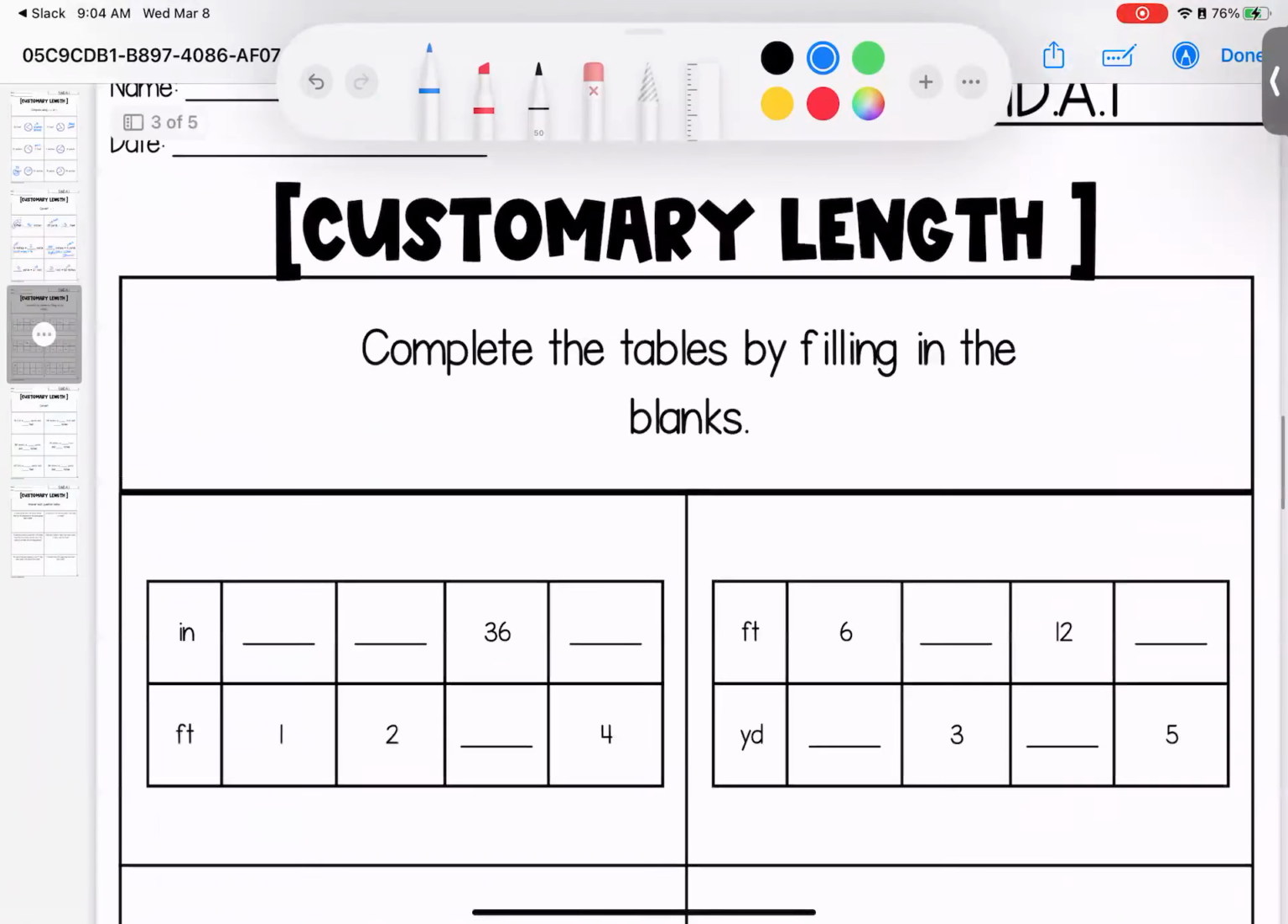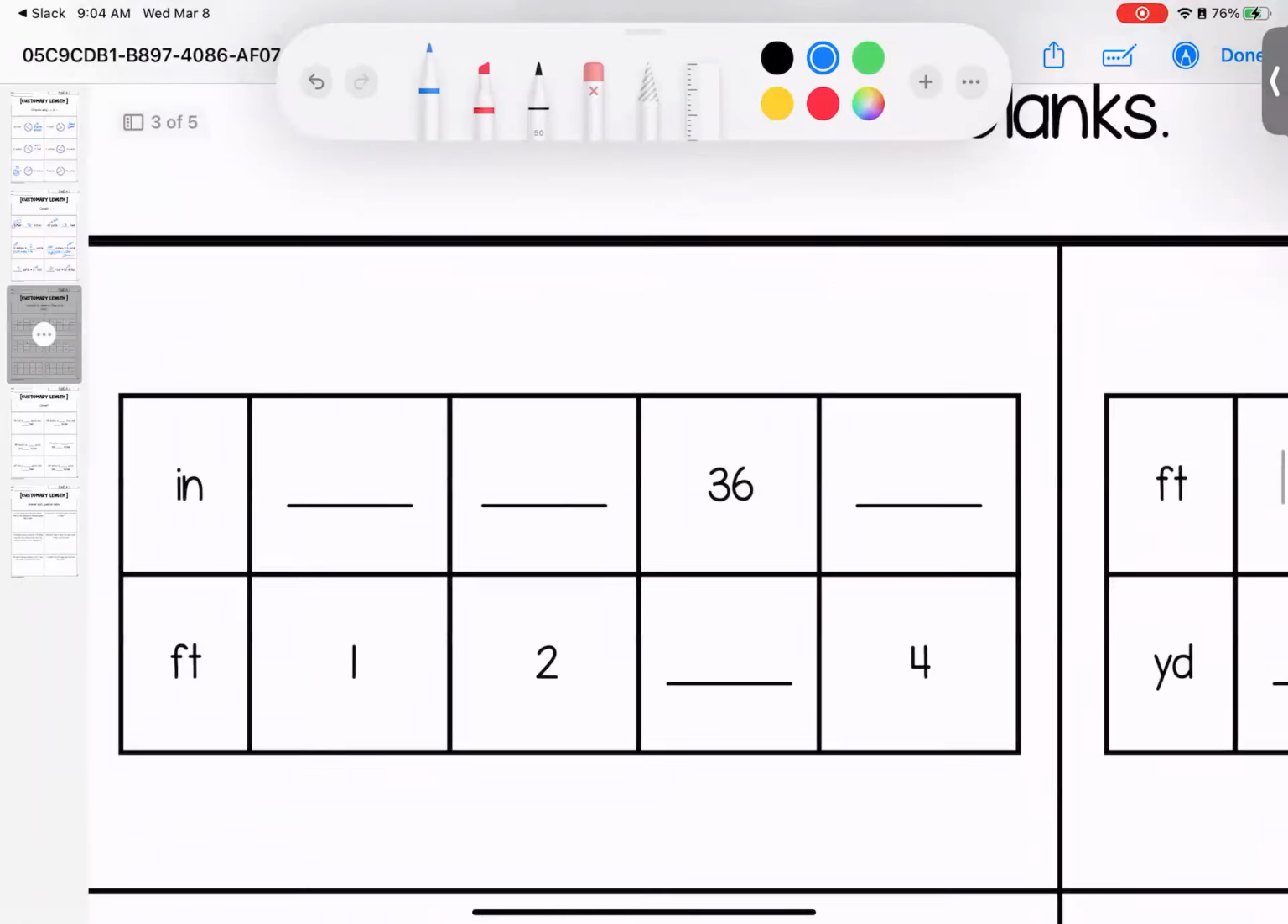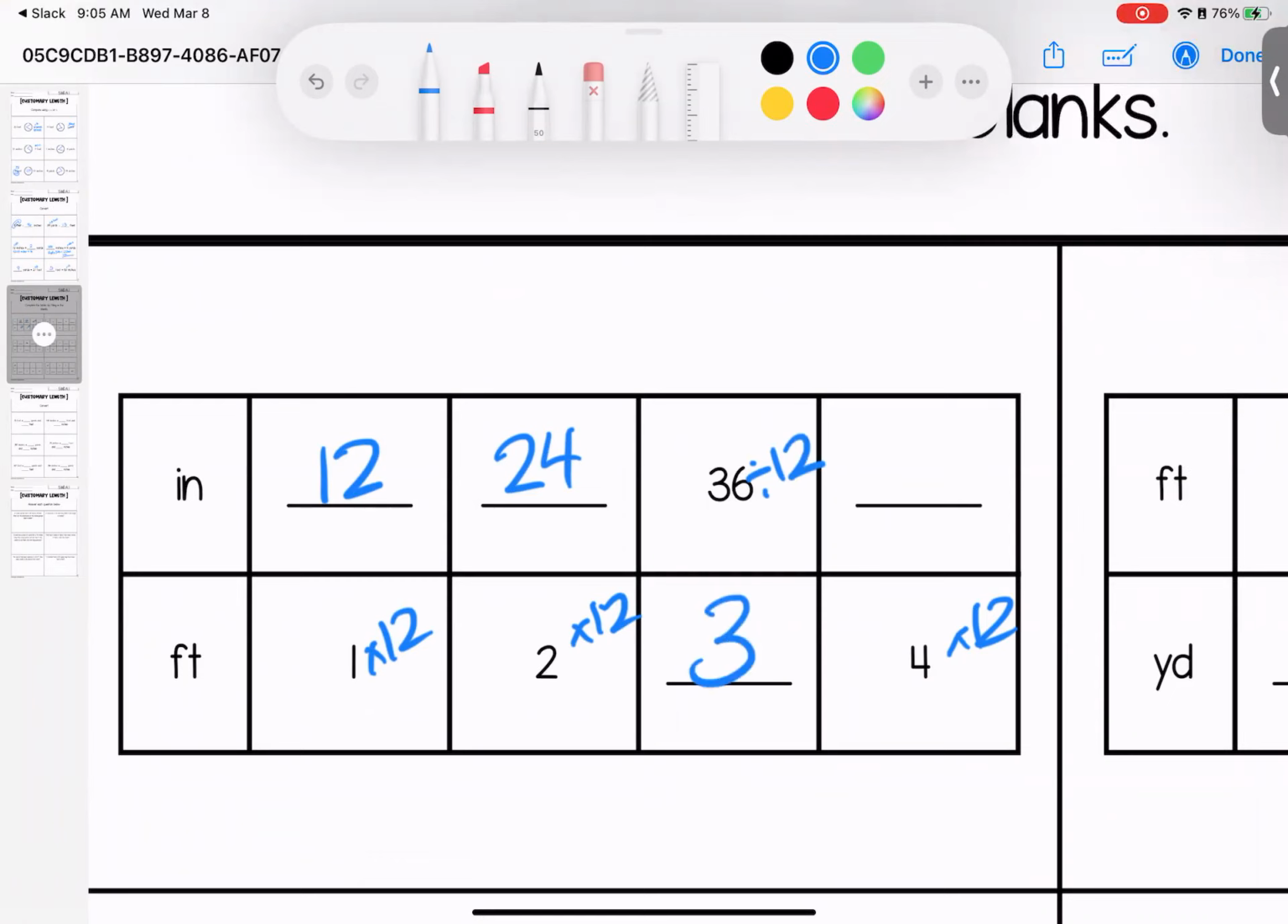Our next page, we have tables to fill in where we have some pieces here and some pieces missing. So every foot is 12 inches. So I can multiply these by 12. 2 times 12 is 24. If I have inches and I need to turn them to feet, I have to do my opposite and divide by 12. 36 divided by 12 is 3. And then 4 times 12 is 48. So our missing numbers in this one are 12, 24, 3, and 48.